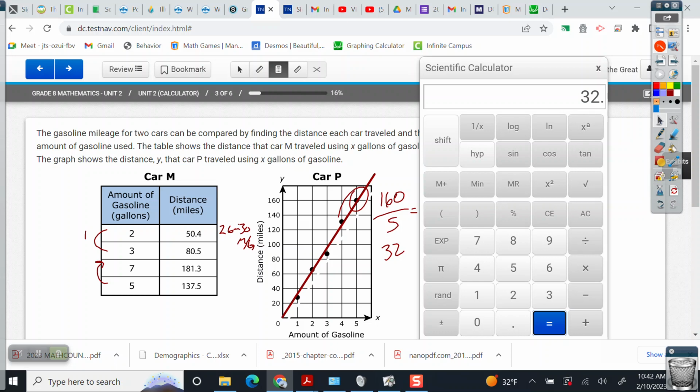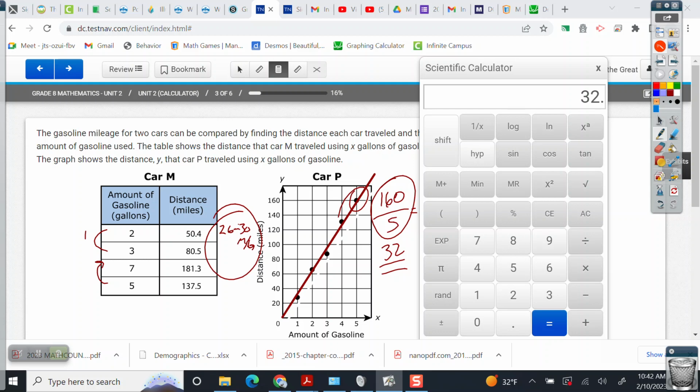So at this point, I can say fairly safely that car P has better gas mileage on average than car M, because the slope for the line of best fit is bigger than the slope for the line of best fit for car M. And that is exactly what you're expected to do. You're expected to show this calculation, talk about the slope, and compare the two slopes.